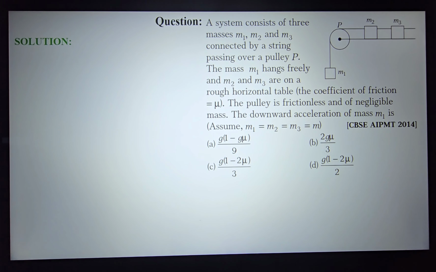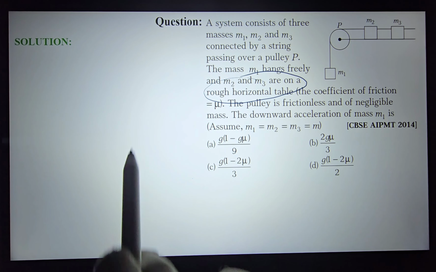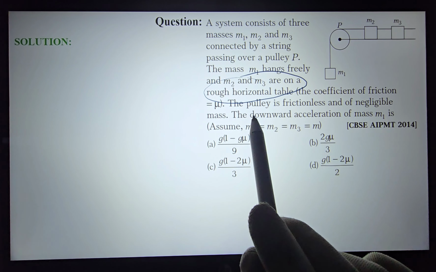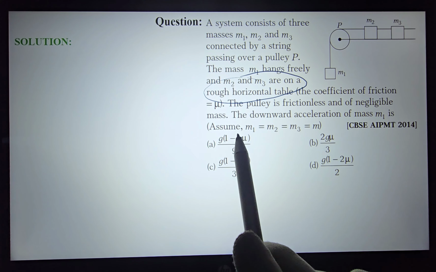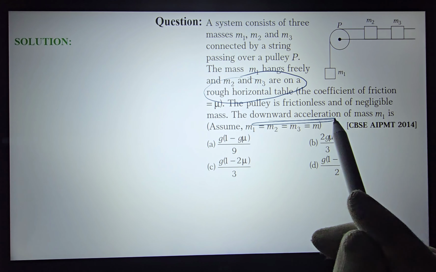Okay. Now the next problem is a system consists of three masses m1, m2 and m3 connected like this, in this diagram. These three masses are connected through a string which is passing over a pulley P. The mass m1 hangs freely and m2 and m3 are on a rough horizontal table. The coefficient of friction is mu given. The pulley is frictionless and of negligible mass. So you have to calculate the downward acceleration of mass m1.